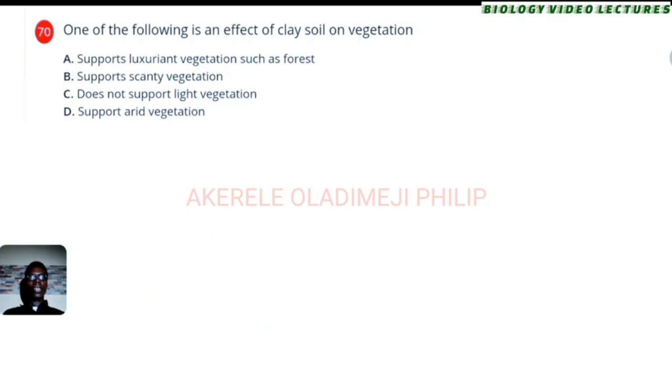Now, one of the following is an effect of clay soil on vegetation. It supports luxuriant vegetation such as forest, no. Supports scanty vegetation, that's correct. Does not support light vegetation, supports arid vegetation. Well, it actually supports, I think I will go with B, scanty vegetation.